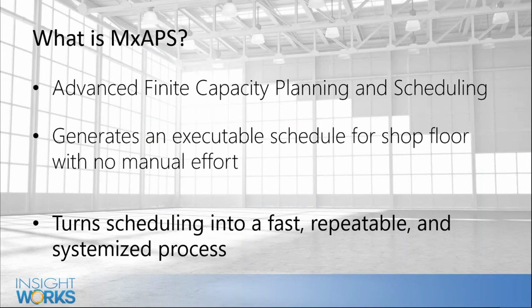That's what we are here for. So APS is Advanced Planning and Scheduling, but really what MxAPS is, is Advanced Finite Capacity Scheduling. And what we mean by advanced is, it's going to go out and look at all the constraints and the capacities and everything you have within your facility, what you've modeled within Business Central, and it's going to generate that schedule that you can actually execute on. In other words, we're not going to send out a schedule that says start on this and you don't have capacity or you don't have materials, those sorts of things. It's going to give you something you can actually work towards. So really the intent of this is to turn scheduling into a systemized process, right?